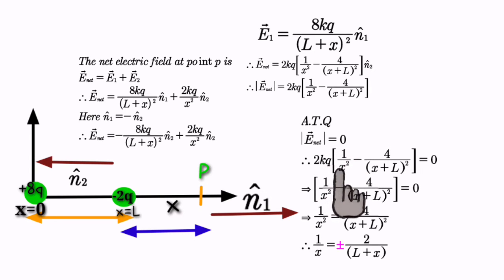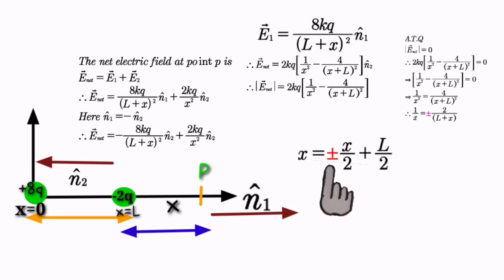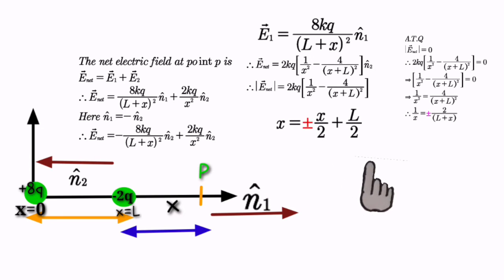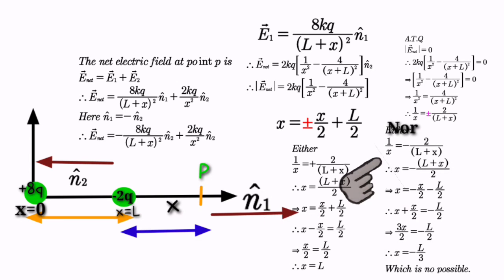Therefore, 2kq whole into 1 by x square minus 4 by (L plus x) whole square is equal to 0. After calculating, we get x is equal to plus minus x by 2 plus L by 2. Therefore, either x is equal to plus x by 2 plus L by 2, which gives x is equal to L, or x is equal to minus x by 2 minus L by 2, which gives a negative value, which is not possible because the point P lies on the positive x-axis.